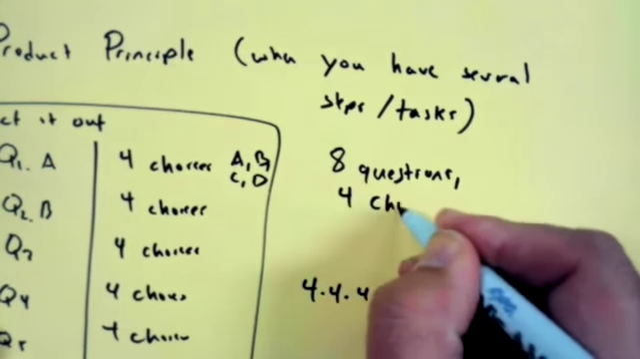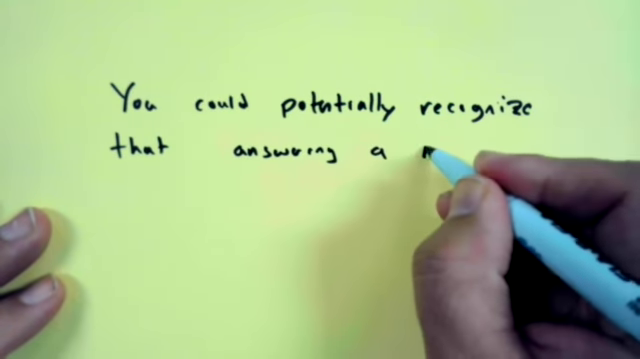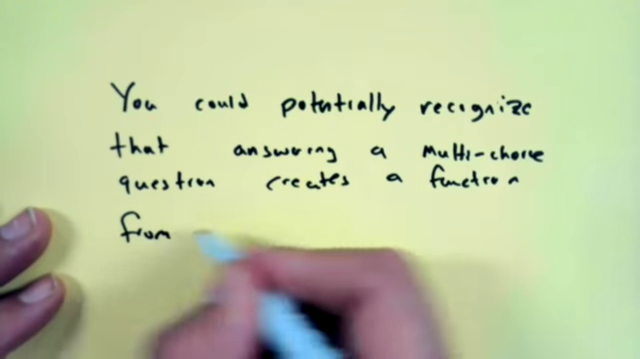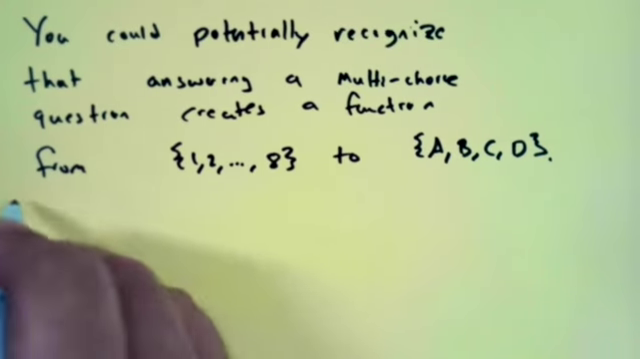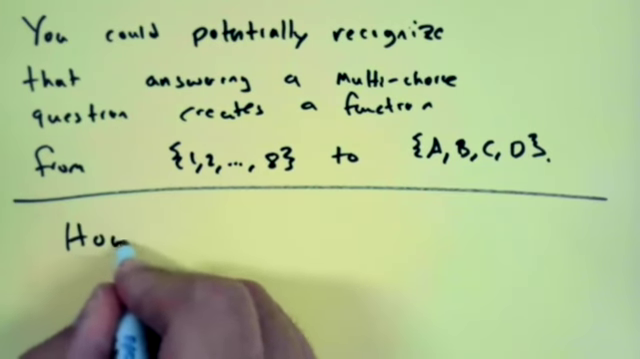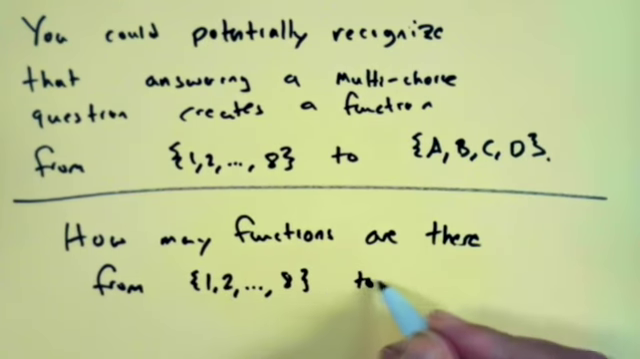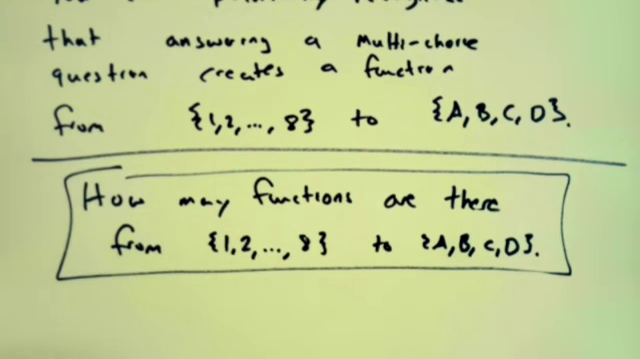I should probably have written 8 questions, 4 choices each, so that I knew to stop at 8. You could recognize that answering a multiple choice question creates a function from the numbers 1 to 8 to the set A, B, C, D. So if you're asked how many different ways there are to do this, that's asking how many functions there are from the set of positive integers 1 through 8 to the set A, B, C, D. That's really the same thing this question is asking.